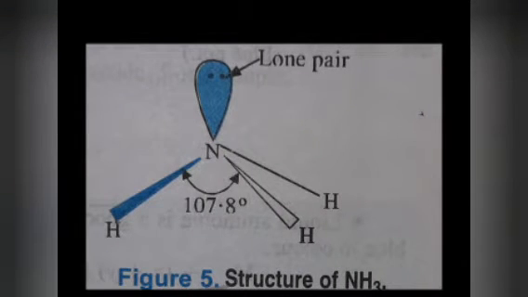My first structure is of ammonia, or I can say NH3. The nitrogen atom is sp3 hybridized, and as you can see it has a lone pair. It seems like it is tetrahedral in shape, but its actual shape is pyramidal. This is due to the presence of a lone electron pair on the nitrogen atom. The bond angle in ammonia is 107.8 degrees, which is slightly less than the bond angle of a regular tetrahedron.